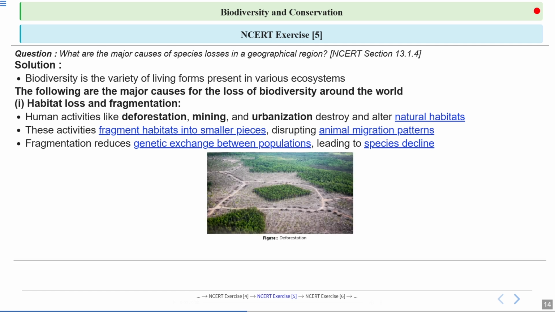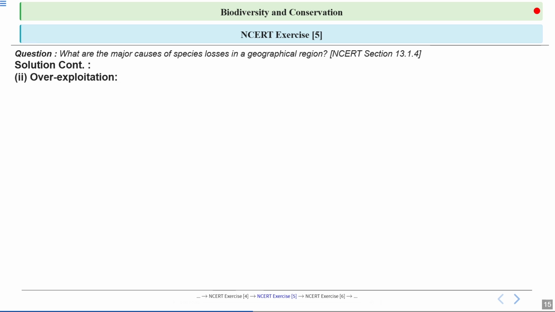Okay, so this is an image showing you habitat loss due to deforestation. Okay, let's continue the discussion. Next one is overexploitation. So this refers to the excessive use of natural resources beyond their ability to regenerate, leading to their depletion and harm to the environment.